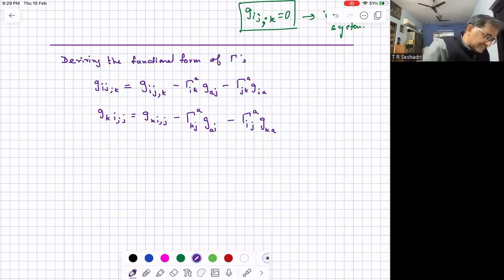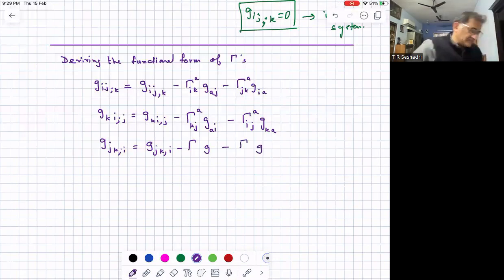And I'll do again the same cyclic rotation. I mean, I can actually take it directly from this definition. I need not go to the first one and then change it. Okay, we'll just do that. G_{jk,i} equal to G_{jk;i}, I mean, semicolon i, j, k, comma i minus gamma G minus gamma G.